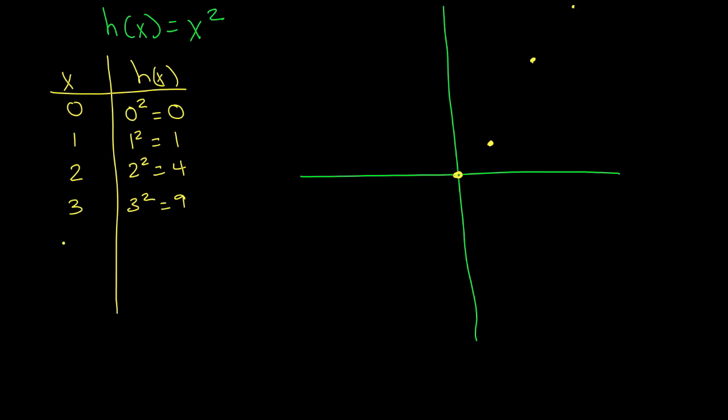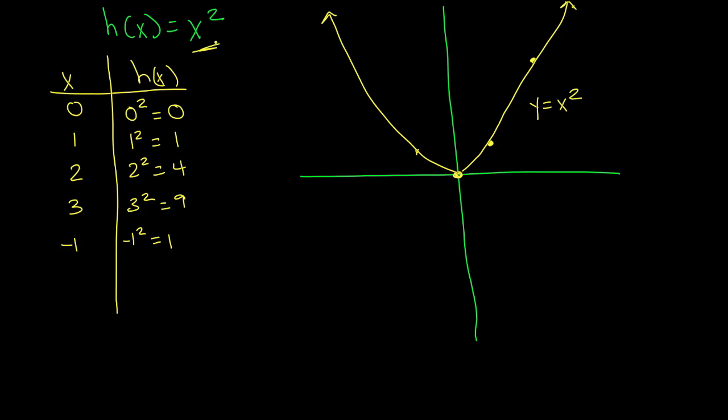Negative 1, we know that negative 1 squared equals 1. And pretty soon we're going to see a pattern of symmetry like that. And that's about what the graph of y equals x squared looks like. That's really how you graph functions if you don't know what they're supposed to look like. In a later video, you're going to learn a bunch of patterns of what linear functions look like, what quadratic functions like this one look like, what cubic functions look like, what exponential functions look like, and things like that.